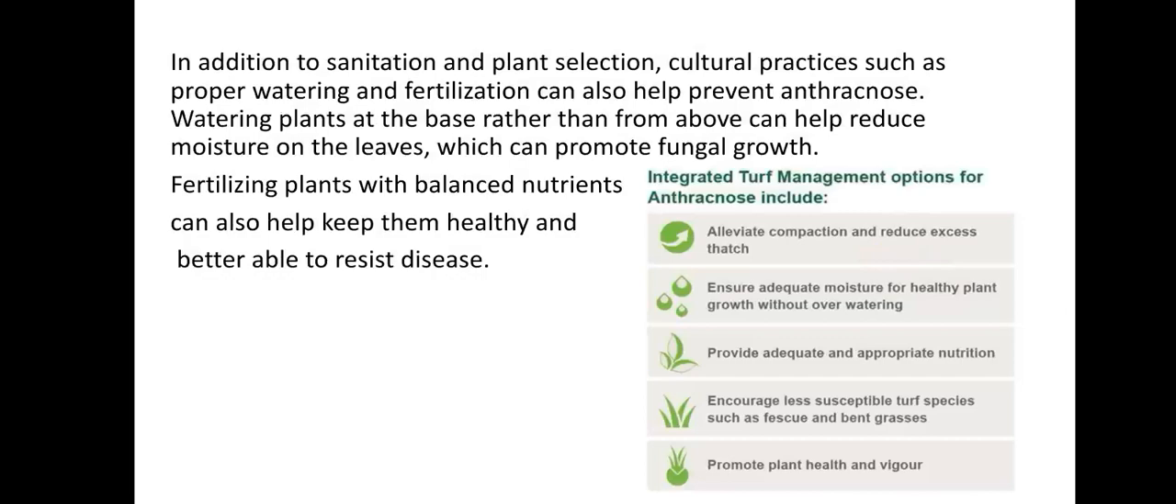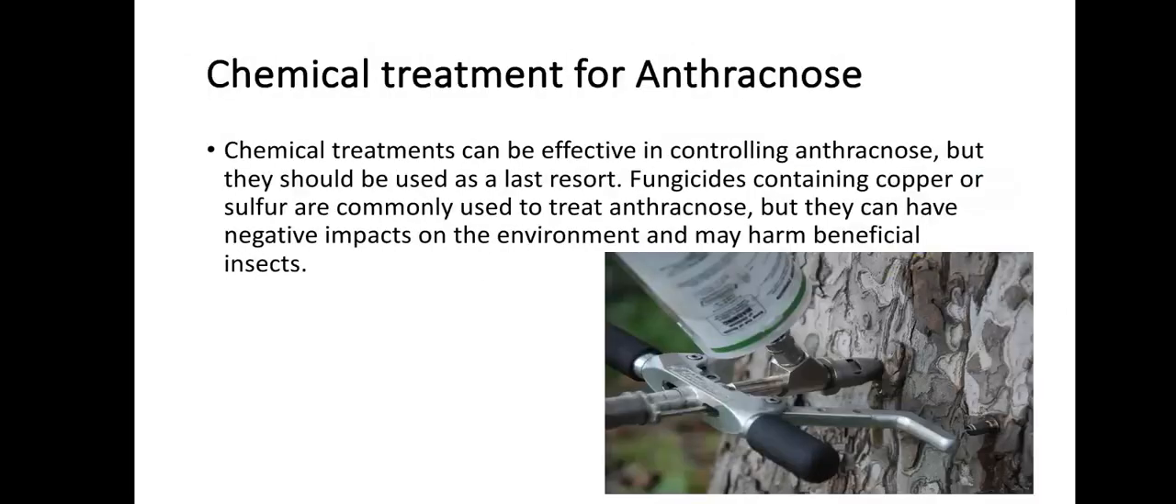In addition to sanitation and plant selection, cultural practices such as proper watering and fertilization can also help prevent anthracnose. Watering plants at the base rather than from above can help reduce moisture on the leaves, which can promote fungal growth. Fertilizing plants with balanced nutrients can also help keep them healthy and better able to resist disease.